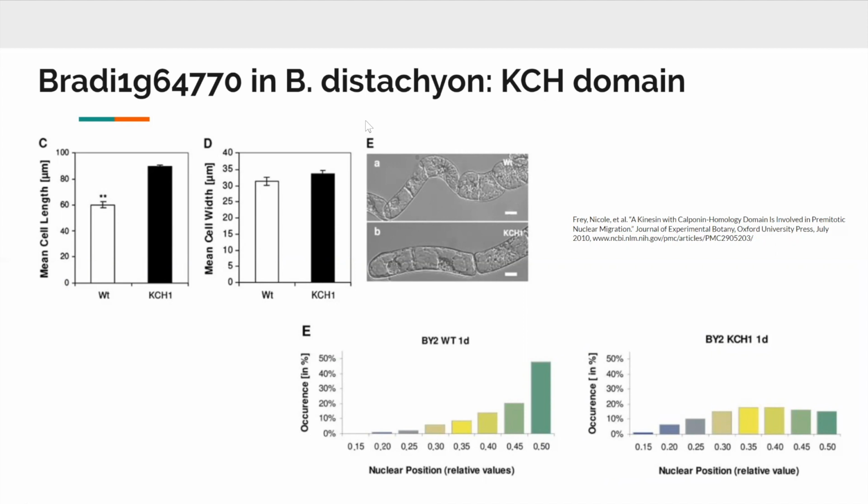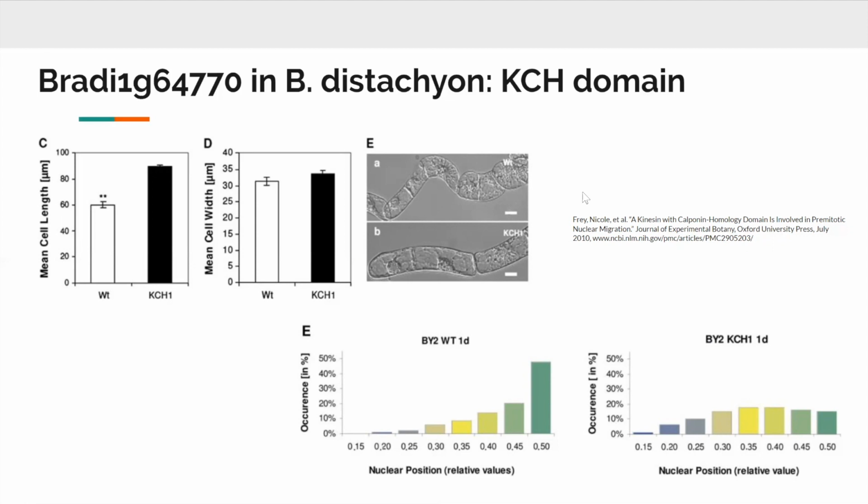So comparing the two, we see that the cell length is affected by the overexpression of KCH, while it's not the same for the cell width. And that's supported again on the right here with micrograph images of these cells, where we see the differences in the wild type cell and then the KCH overexpress.